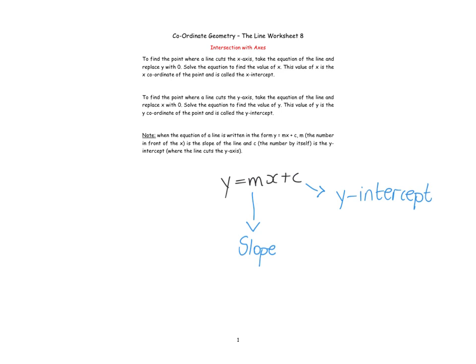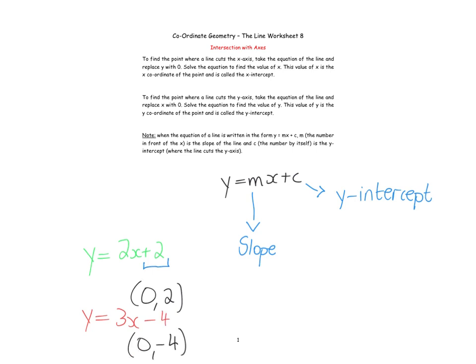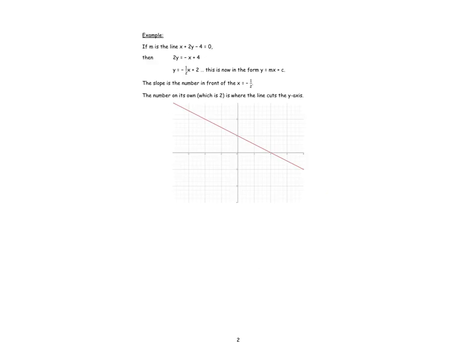So if we have an equation in the form y is equal to 2x plus 2, this plus 2 here basically means that this is the value of y where it's going to intercept the y-axis. So the point where it intercepts the y-axis will be (0, 2). Similarly, if you have a line y is equal to 3x minus 4, the point where that line is going to intercept the y-axis will be (0, -4). Again, if that's not making too much sense, we're going to be going through a few examples where hopefully it'll become a bit clearer.